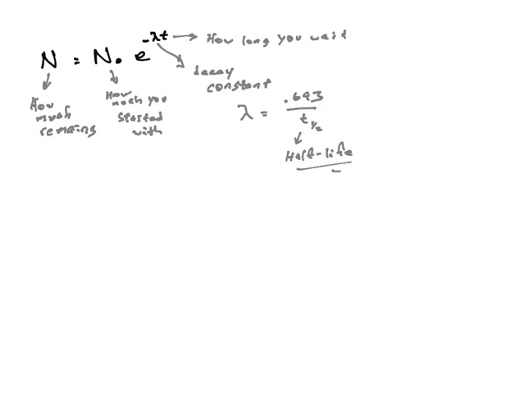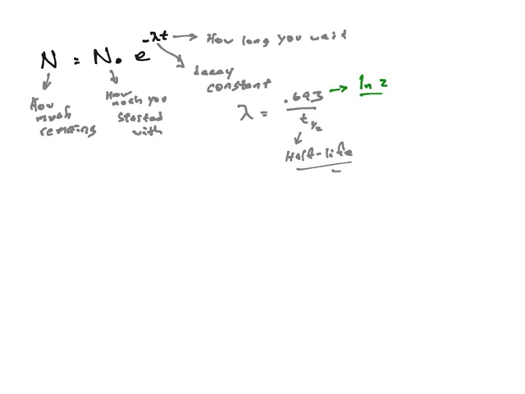Now this 0.693 is a kind of a weird number. It's an approximation. It's actually the natural log of 2. So the natural log of 2 is approximately 0.693, and so usually you see it written as a decimal instead of the natural log because natural log looks too mathematically complicated to people.